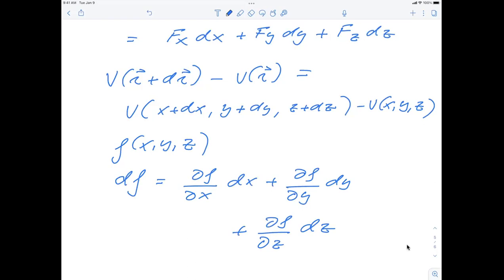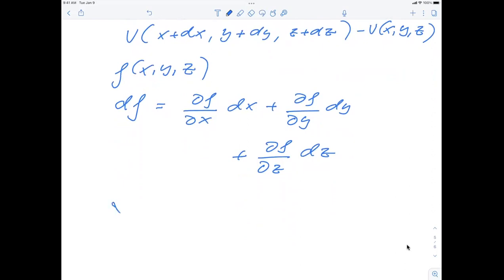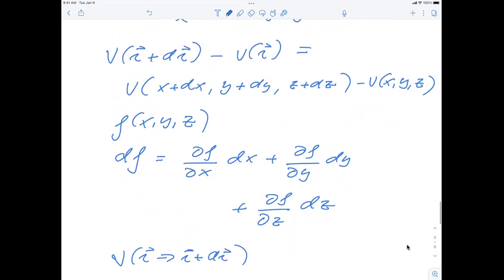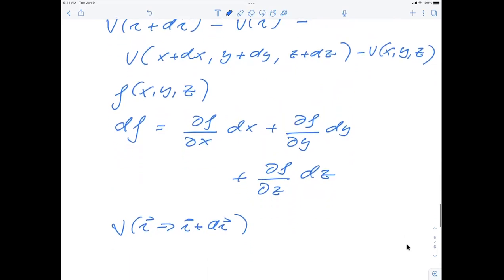So what I'm going to do now is define this change which I have when I go from x plus dx, y plus dy to z plus dz. I'm going to define that as the change in V. So this V of R goes over to R plus dR, which is given by the distance which you have here. So this quantity is something which I now will label as a minus dV.